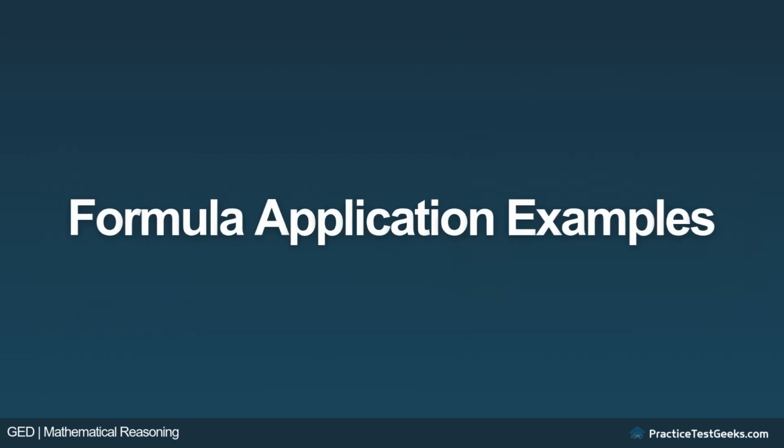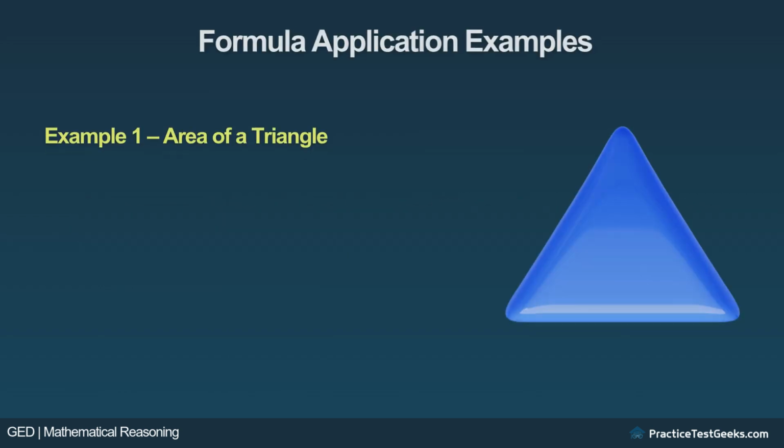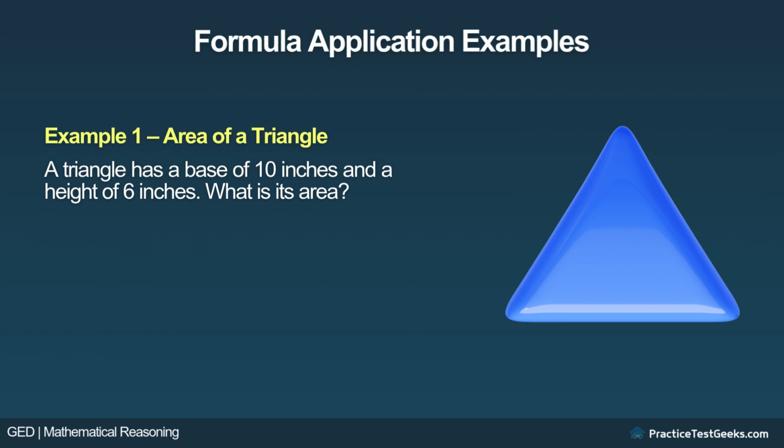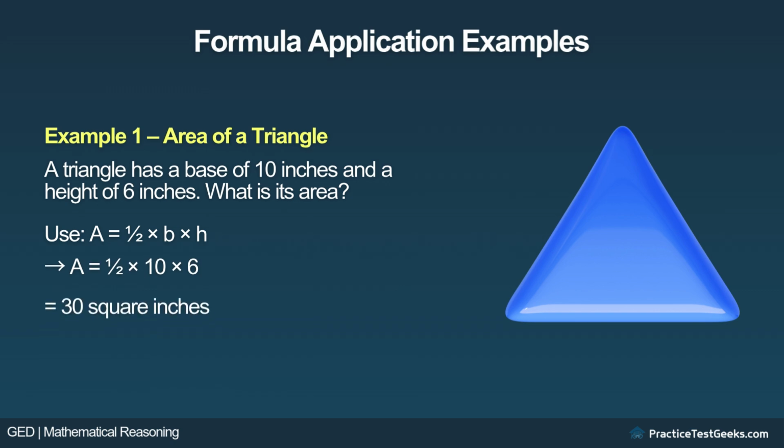Now that we've covered the most important formulas, let's walk through a few real GED-style examples so you can see how these formulas come to life. Example 1. Area of a triangle. Suppose you're told a triangle has a base of 10 inches and a height of 6 inches. What is its area? The formula is area equals 1/2 times base times height. So we plug in the numbers. 1/2 times 10 times 6. That's 5 times 6, which equals 30 square inches. Simple, right?